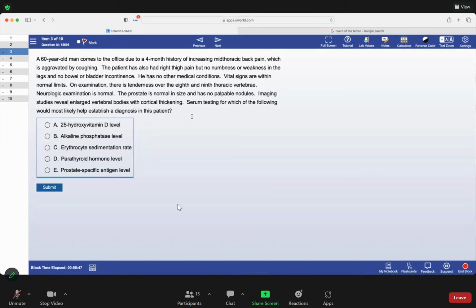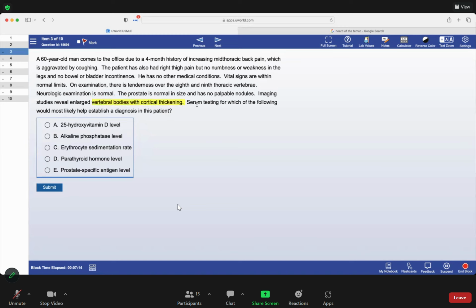A 60-year-old man comes to the office due to a 4-month history of increasing mid-thoracic back pain, which is aggravated by coughing. The patient has also had thigh pain, but no weakness or numbness. No bladder or bowel incontinence. Vital signs normal. On examination, there's tenderness over the 8th and 9th thoracic vertebrae. Neurological exam is normal. The prostate is normal. Imaging studies reveal enlarged vertebral bodies with cortical thickening.